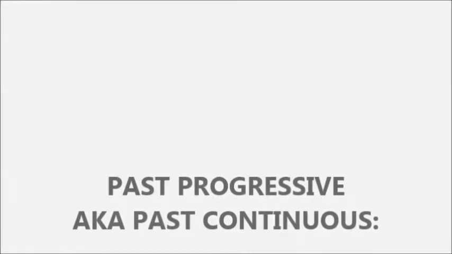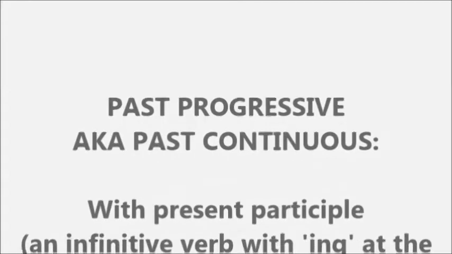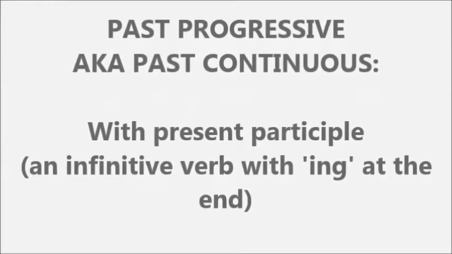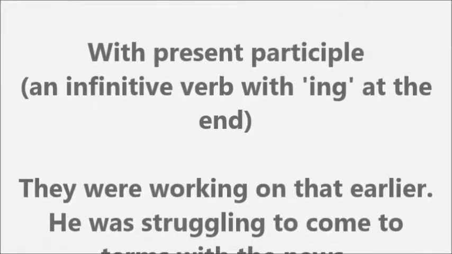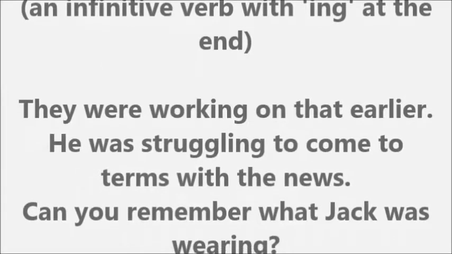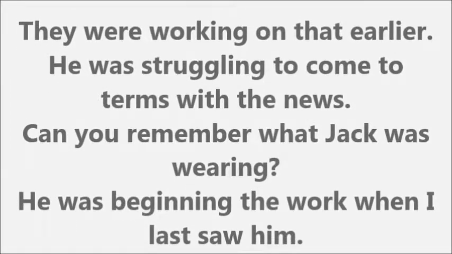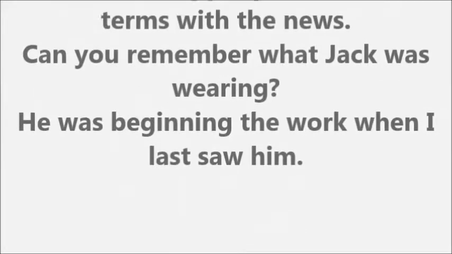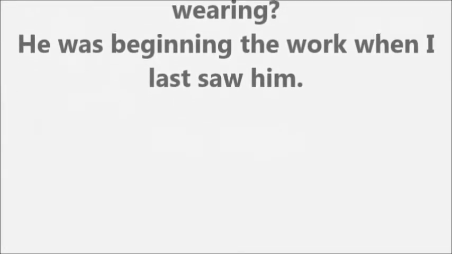So what about the past progressive? This is also known as the past continuous. We need a present participle here, okay, and that means we need the ing at the end of the verb, okay? They were working on that earlier. He was struggling to come to terms with the news. Can you remember what Jack was wearing? He was beginning the work when I last saw him.